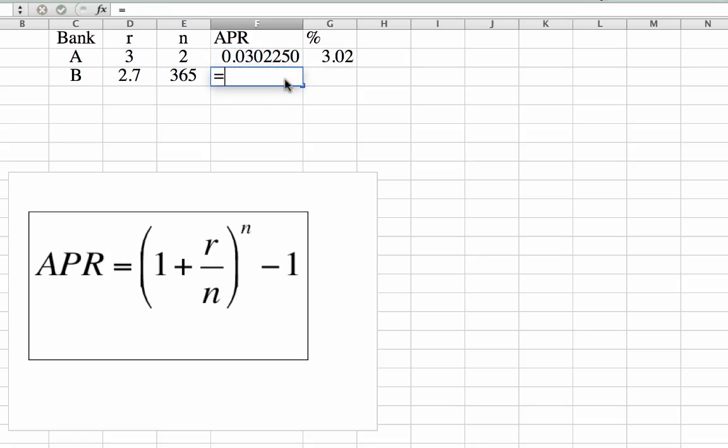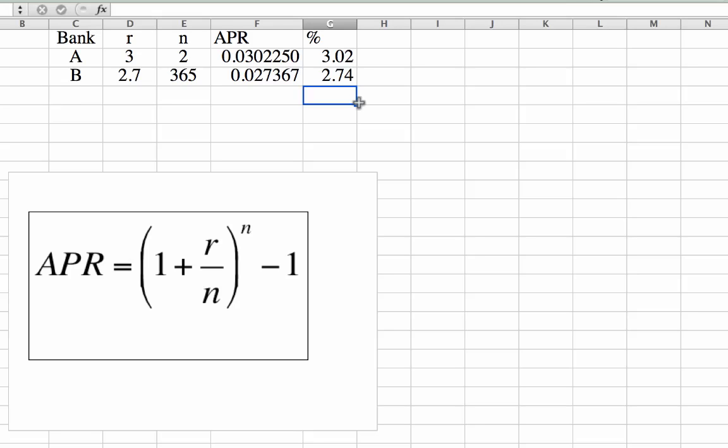Likewise, we'll do the same. 1 plus R, which is 0.027, divided by 365, to the power of 365, minus your 1. And again, we should have a figure that's higher than the 2.7. And we'll multiply that by 100, and get 2.74.